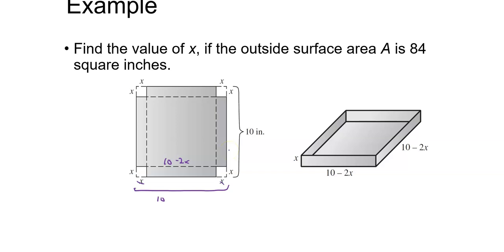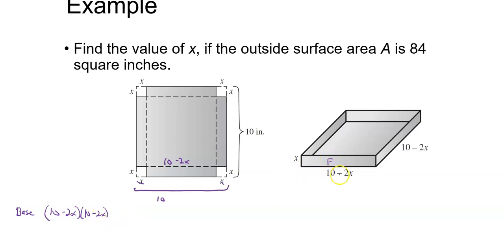It says the outside surface area is 84 square inches. So what goes into creating this box? We've got 4 sides and we've got a base. So the base of our box is 10 minus 2x on one side, 10 minus 2x on the other side.